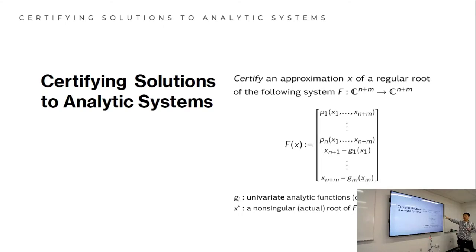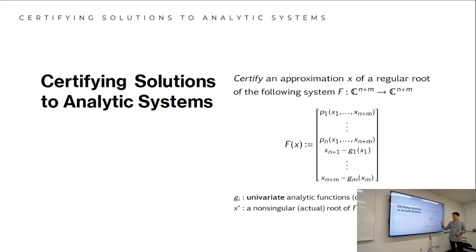So basically what I want to say in this talk is that we want to certify a given approximation x, which is probably a numerical root. When we consider this capital F, we have n plus m variables and n plus m equations. The first n equations are polynomial in n plus m variables. And the last m equations have ingredients: we have each g_i function, and this g_i is a univariate analytic function. So in the first half of this talk, we're going to call these ingredients.